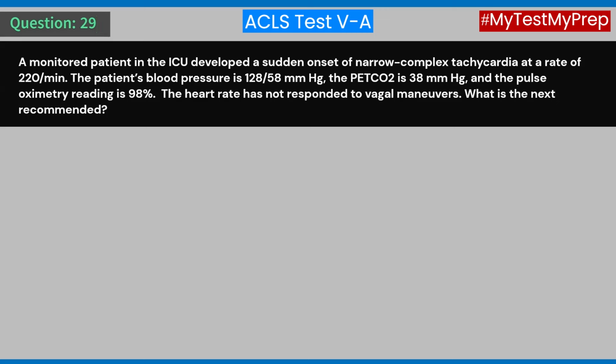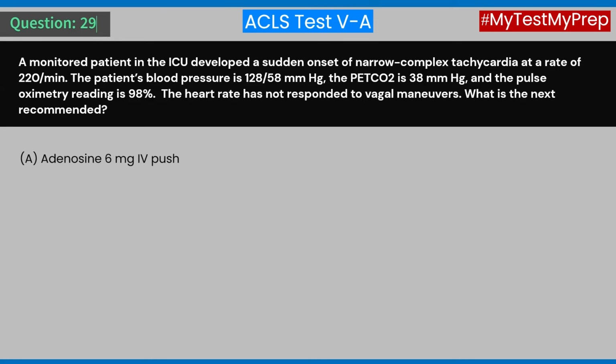Question 29. A monitored patient in the ICU developed a sudden onset of narrow complex tachycardia at a rate of 220 per minute. The patient's blood pressure is 128/58 mmHg, the PETCO2 is 38 mmHg, and the pulse oximetry reading is 98%. The heart rate has not responded to vagal maneuvers. What is the next recommended intervention?